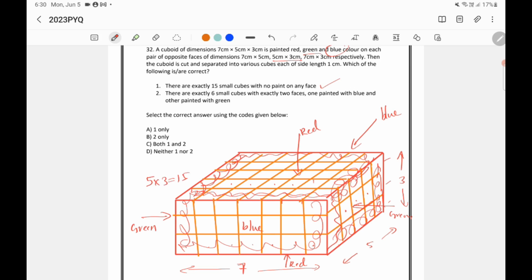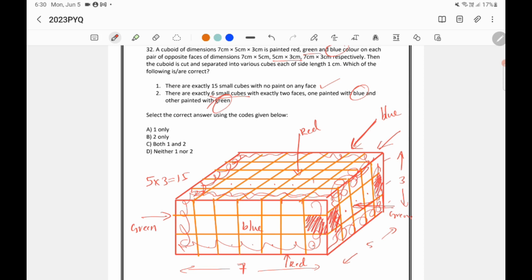Now if you look into the second statement, there are exactly 6 small cubes with exactly 2 faces painted, one painted with blue and one painted with green. So we need to see how many cubes are there which is painted one side with blue and other side with green, and exactly two side painted. So this is green and this is blue. Okay, this side, this back side is blue and this front side is also blue. That means this cube here there will be blue and here there will be green. So this cube is two side painted with one side blue and other side green.